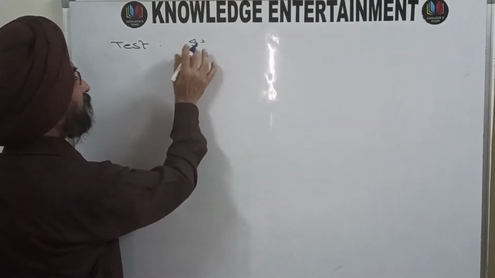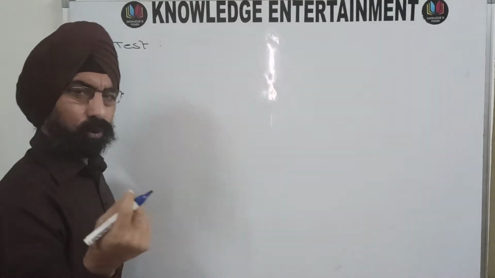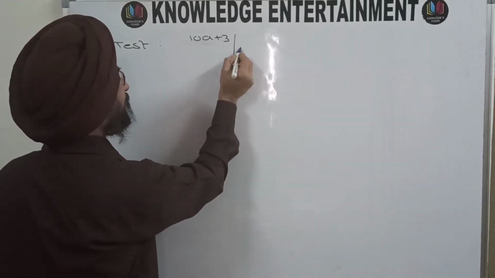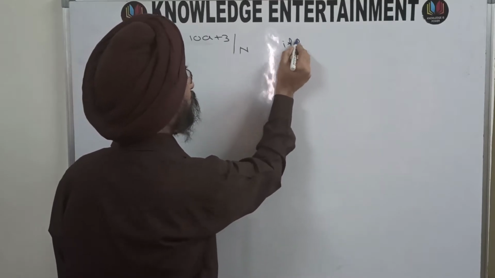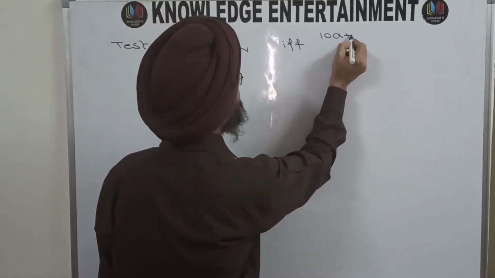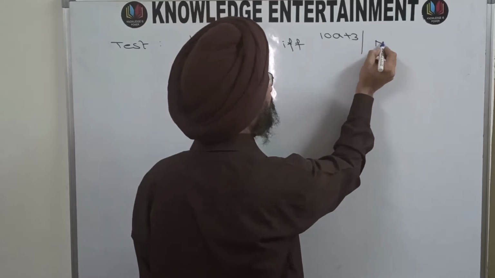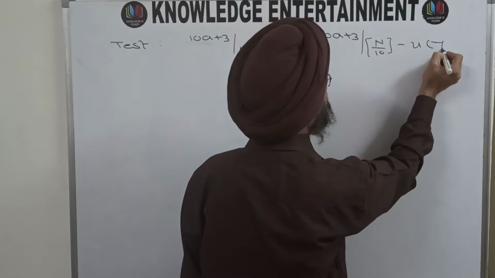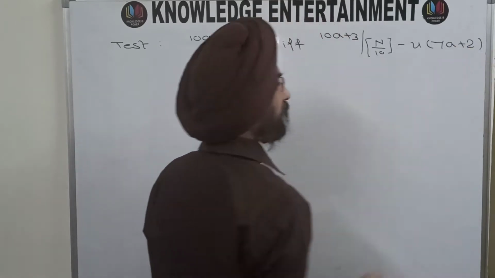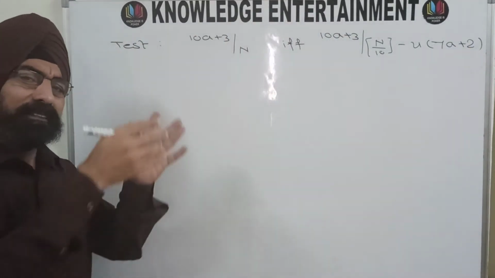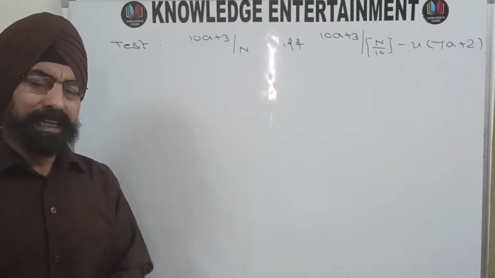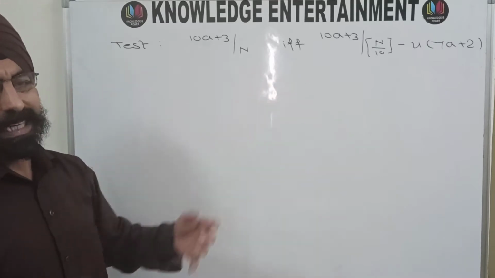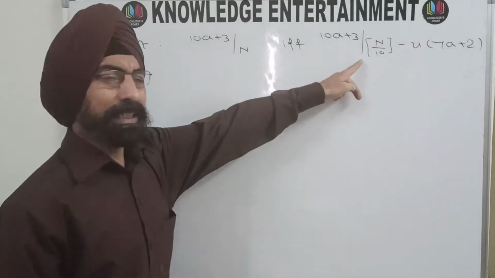10a plus 3 divides n if and only if 10a plus 3 divides the greatest integer of n by 10, minus u times 7a plus 2. So this is your divisibility test. And after proving this test, you will see amazingly how we can check divisibility very quickly using it. So first of all, I'm starting from here.